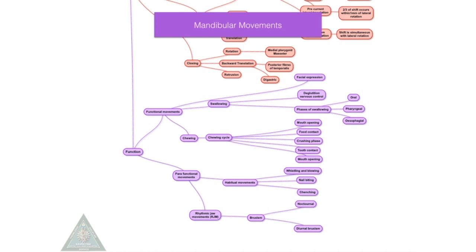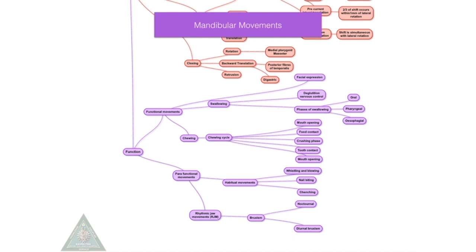Next is parafunctional movements. These are habitual movements like whistling, whistle blowing, nail biting, etc. Whereas there could be some forms of parafunctional movements that are of systemic origin, like neurogenic causes, like bruxism. Bruxism is no longer thought to be caused by dental interference, it's only due to neurogenic causes. Apart from this, mandibular movements can also be classified as movements towards the outer margin, border movements, and the movements within the border movements called intra-border or regular movements.